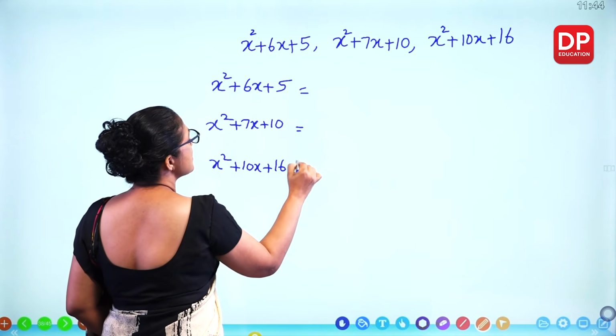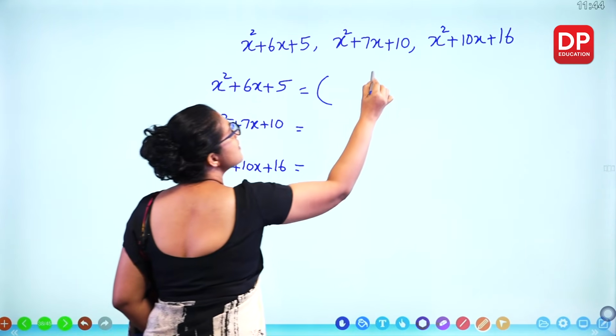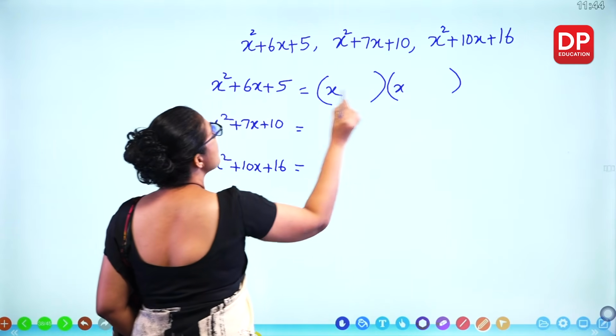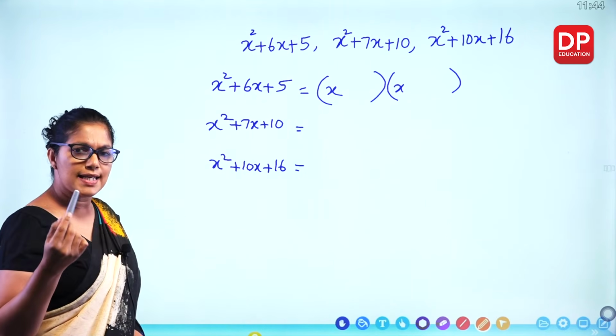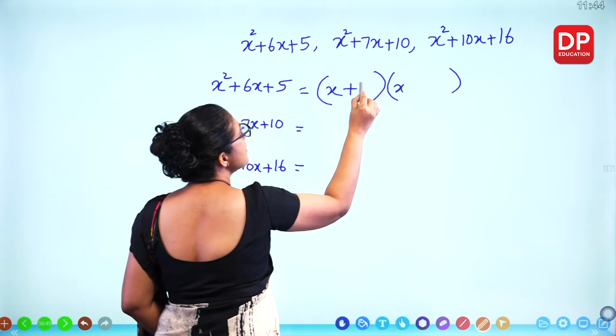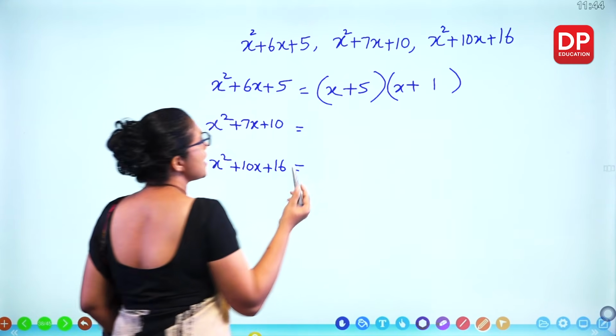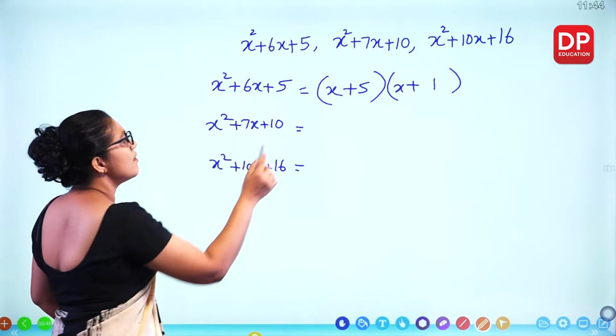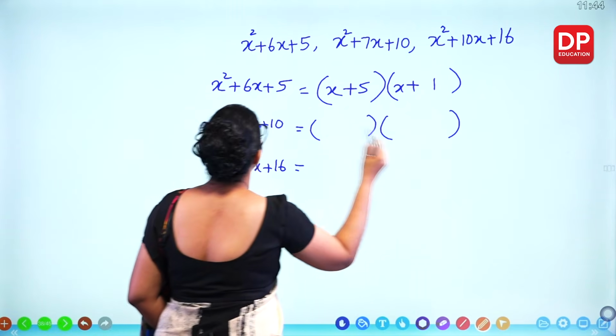Find out the factors. This is straight away, you can write x into x is x squared. Factors of 5 to get 6: plus 5 and plus 1. 5 times 1 is 5. When you add 5 and 1 you get 6. What are the factors of this?